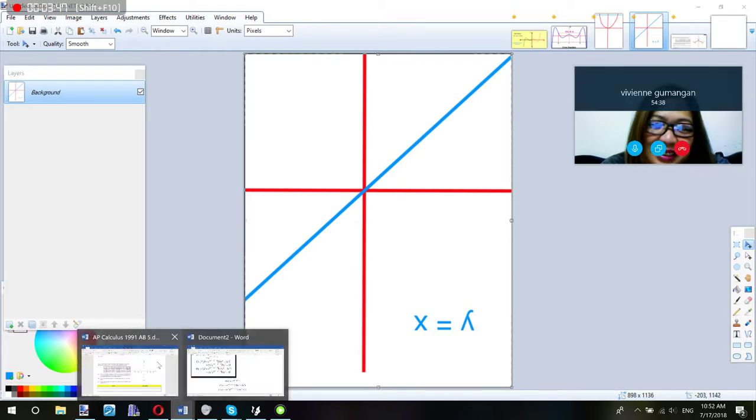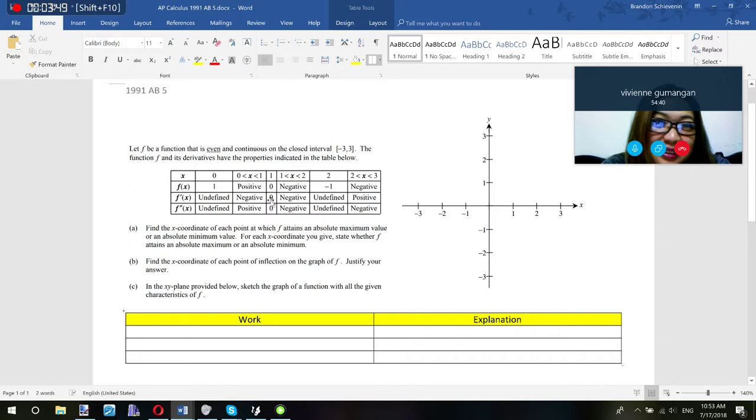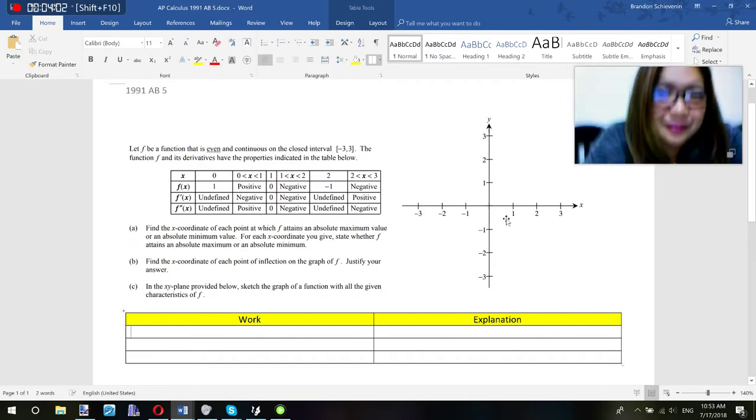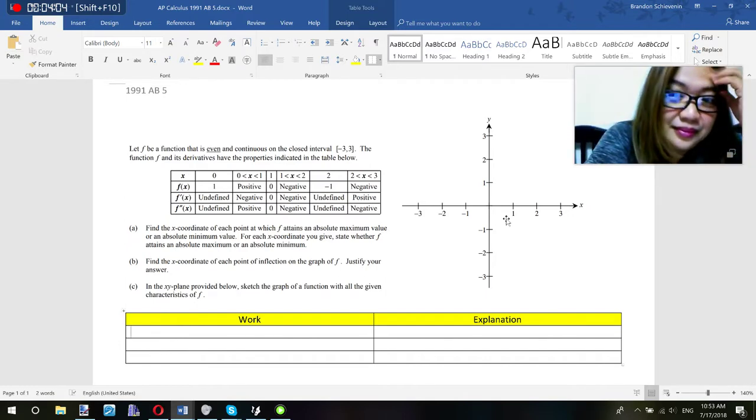So I'm going to take that and we'll take a look at our question from 1991. So Vivian, I should have sent this to you in the chat so you can see the table if you need to. You can download it off course sites if you can't see the video. So I've got f is a function that is even, which means we are symmetric. Everything that happens on the right side of the y-axis is the same thing that happens on the left side of the y-axis, on the interval from negative 3 to 3.